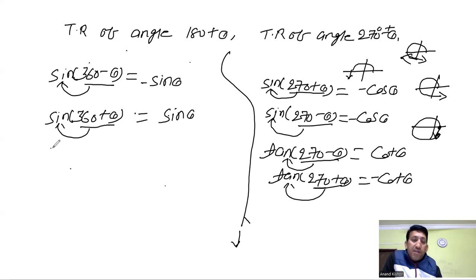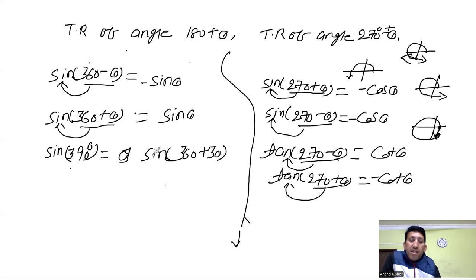So sine 360, the ratio remains the same, sine theta, and 360 plus theta is the first quadrant, all ratios positive, so positive. Similarly, what is the value of sine 390 degree? First of all, we have to make sure what angle is close to 390. So sine 360 plus 30. See, 360 plus 30 is 390.